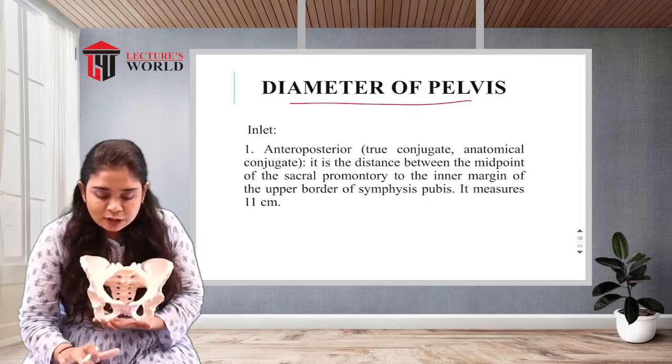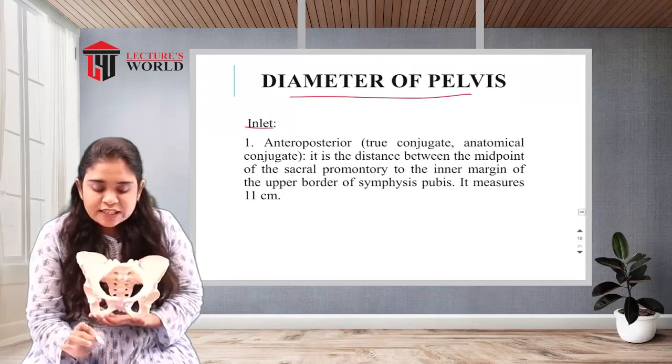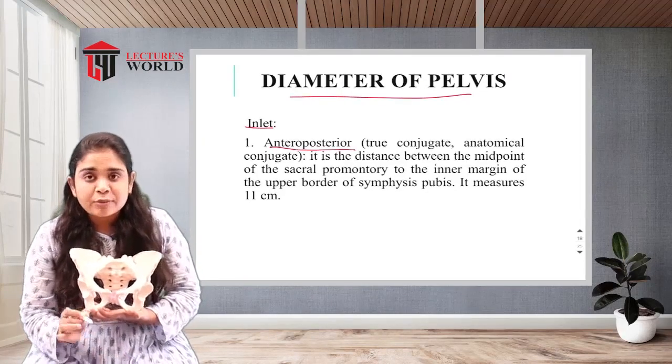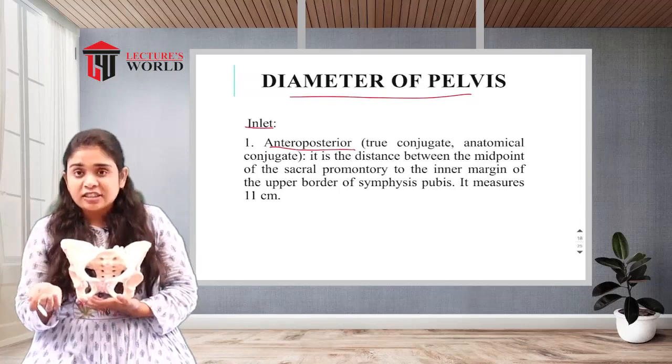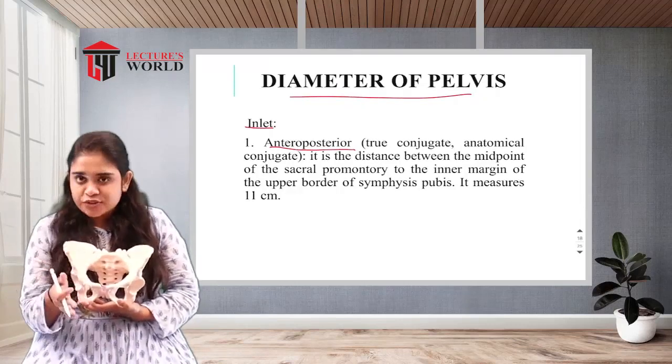So first we'll talk about the inlet diameter. In that, first is the anterior posterior diameter, which has another name also.